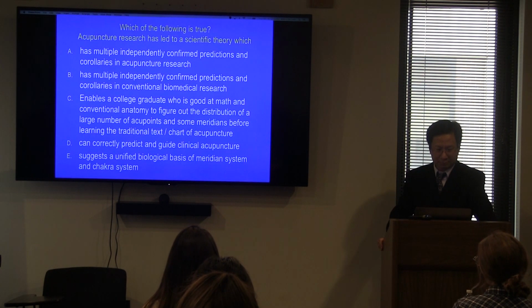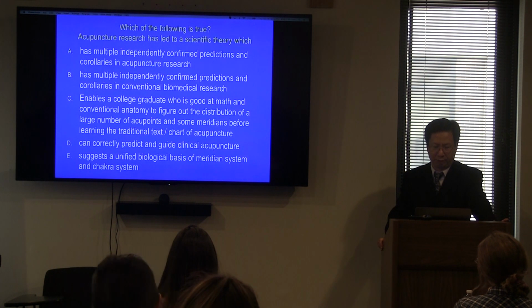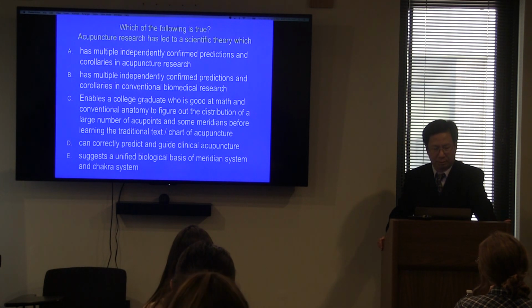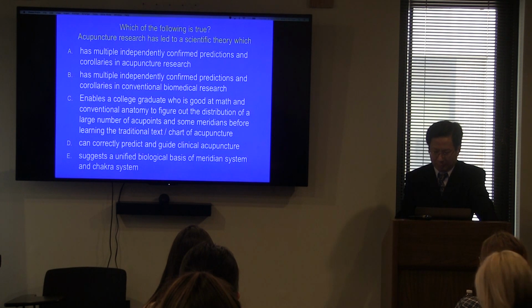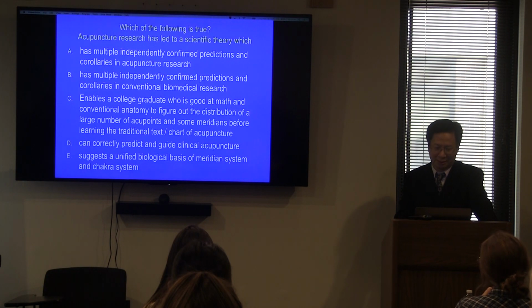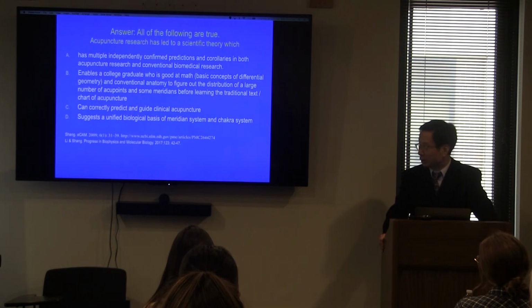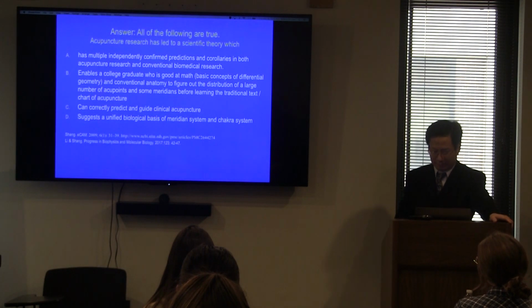And then choice C: it enables a college graduate who's good at math and conventional anatomy to figure out the distribution of a large number of acupuncture points and some meridians without learning, or before learning, the traditional text or chart of acupuncture. Choice D is that it can correctly predict and guide clinical acupuncture. And choice E is that it suggests a unified biological basis of the meridian system and chakra system. If a theory can achieve all those, that would be really the ideal of integrative medicine. So the answer is actually all of those are true. And in the rest of the lecture I'm going to show you all the evidence supporting those claims.